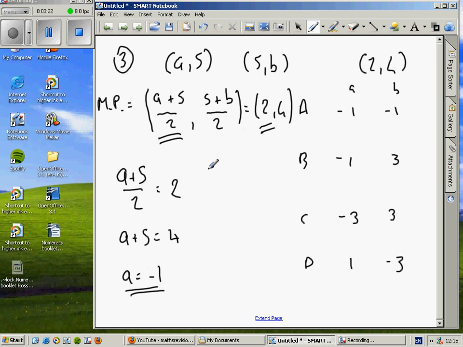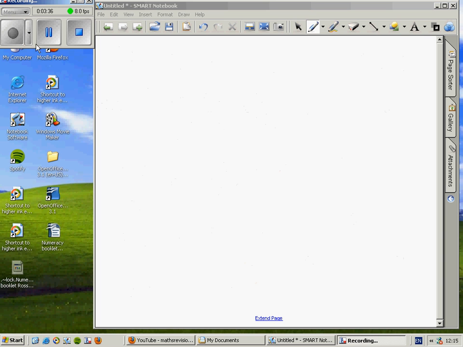Similarly, 5 plus b over 2 is equal to 4. Multiplying through by 2, 5 plus b is equal to 8, and solving the equation, b is 3. a is -1, b is 3, correct answer is option B.